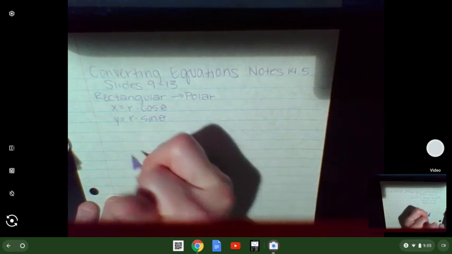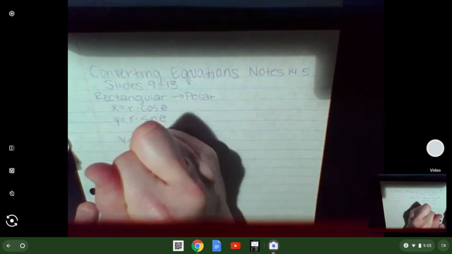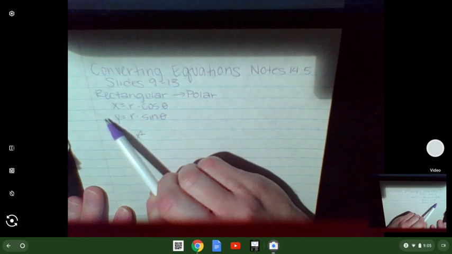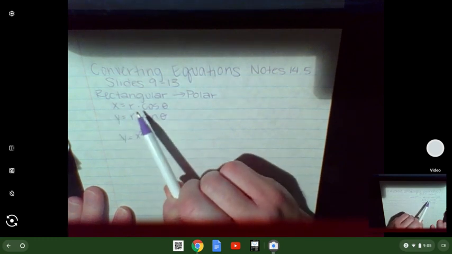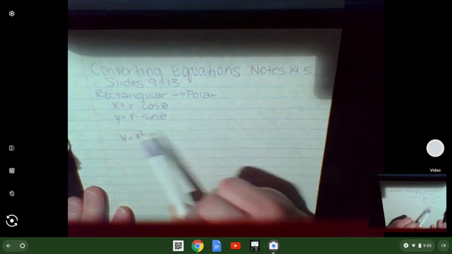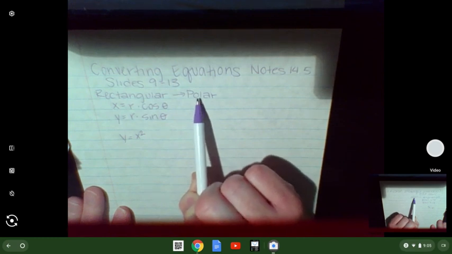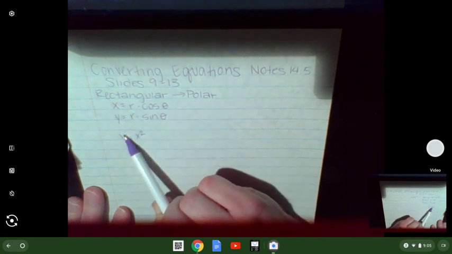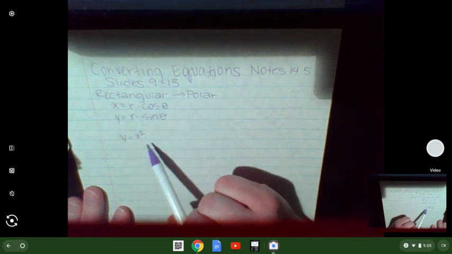So let's think about the rectangular equation y equals x squared. We should all recognize that this is the equation of a parabola. It's a really simple Cartesian equation, y equals x squared. But what would that look like if we expressed it as a polar equation? It all comes back to these two relationships up here. We are going to use them to substitute in for x and y, because ultimately, if we want to end with a polar equation, we don't want to see any x's and y's. We only want to see r's and thetas.